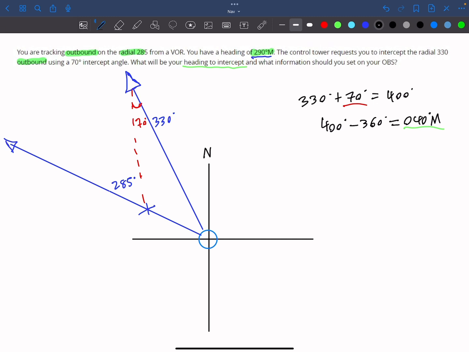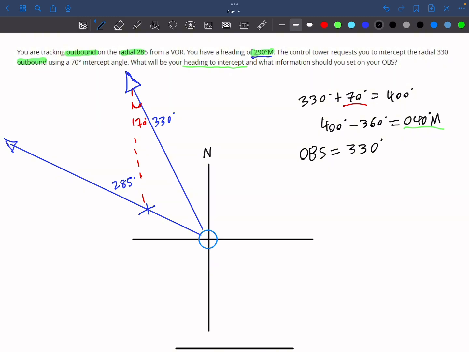How do we figure out what we should be setting on the OBS? If you don't know how an OBS works, you simply input the radial you want to intercept. If it asks us to intercept something outbound, all we have to do is plug that number in to the OBS. So the radial we're trying to intercept is 330. We would plug in 330.